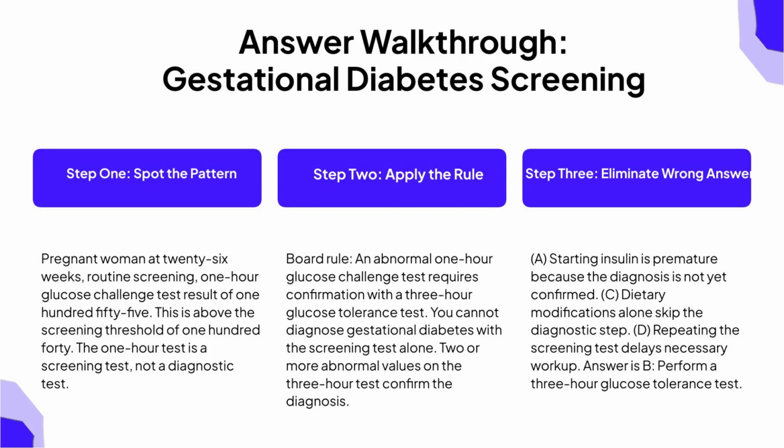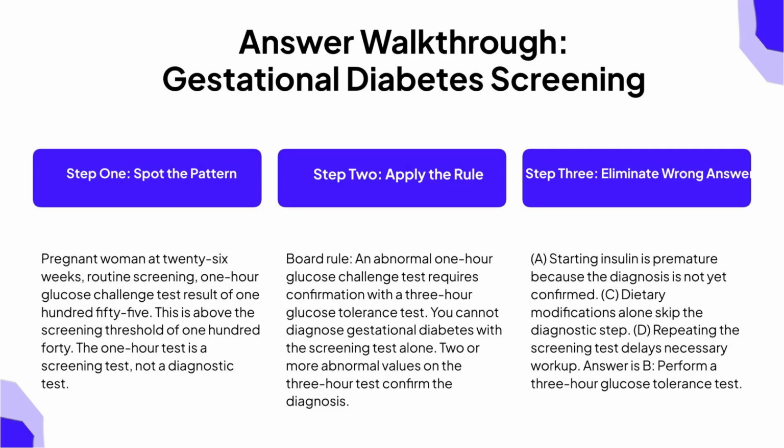Let us break this down step by step. Step 1. Spot the pattern. Pregnant woman at 26 weeks, routine visit, 1-hour glucose challenge test result of 155 milligrams per deciliter. This is above the screening threshold of 140, so the screening test is abnormal. Step 2. Apply the rule.